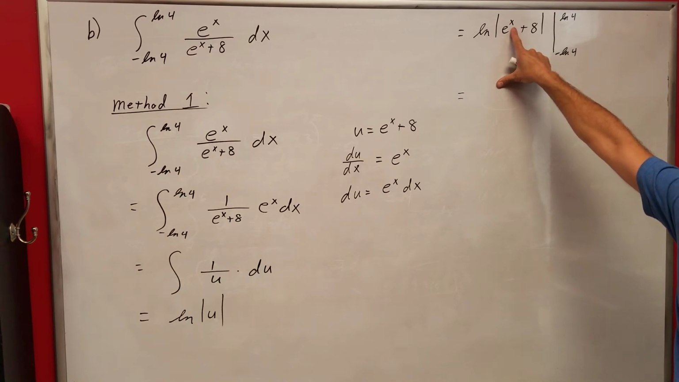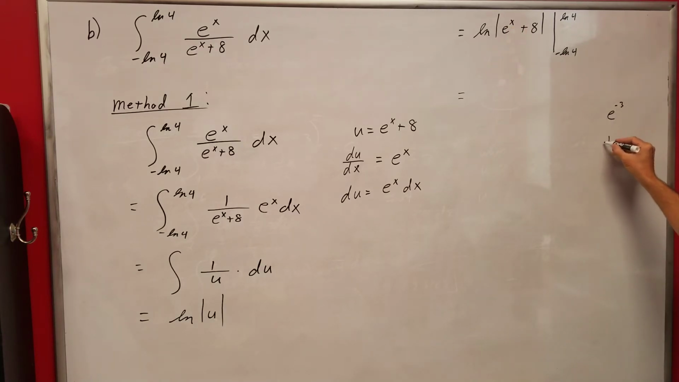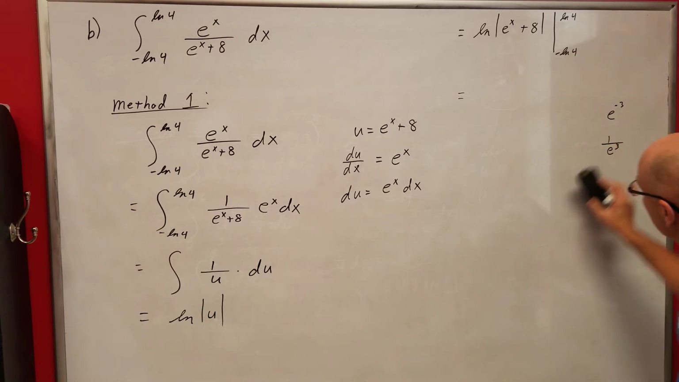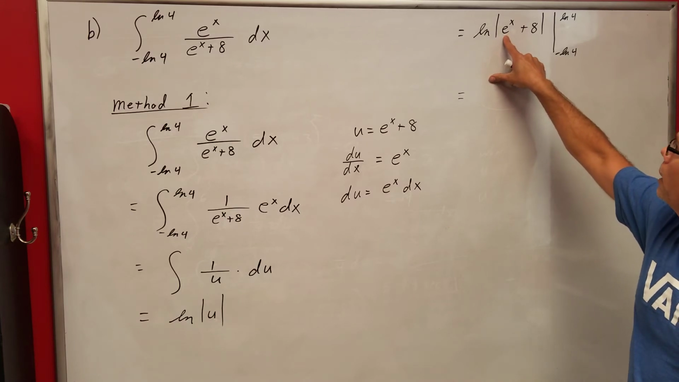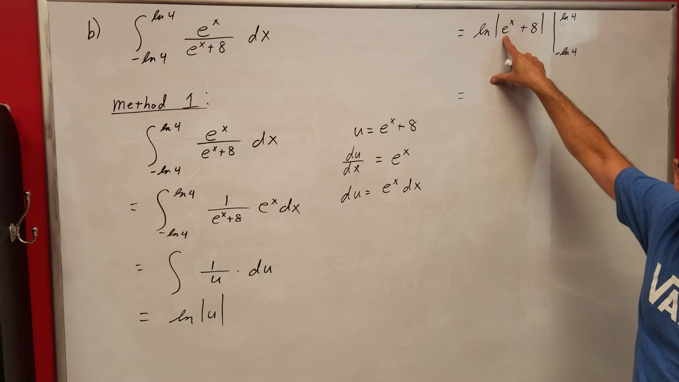Will e to the x ever be negative? No. Raise it to a positive number, that's just basically 2.71 to a positive, right? Raise it to a negative number, like e to the negative 3. What is that? Just 1 over e cubed, which is 1 over about 2.7, which is still a positive number, right? So this won't ever be negative. In fact, it'll be positive, right?